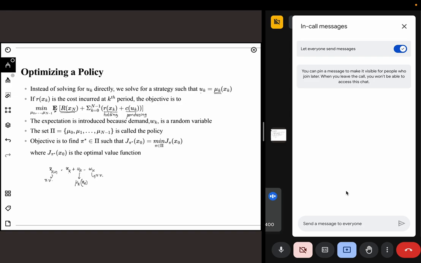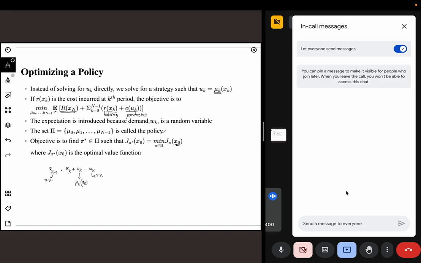So I cannot get an actual cost, I can only get an expected cost, essentially, which means I'll have all possibilities with certain probabilities associated with each cost. So that's where this expectation comes. And this set of functions mu 0 to mu n minus 1 is called the policy. And what we are trying to do is find this policy such that it will minimize the cost associated with it. So all we know for sure is x naught, because x naught is at the initial state.